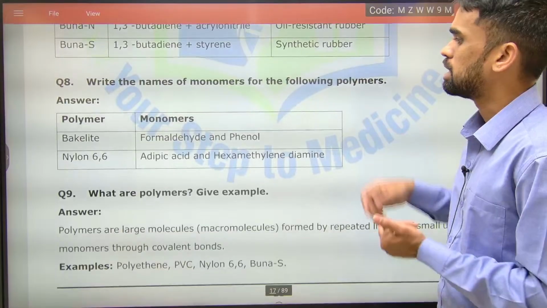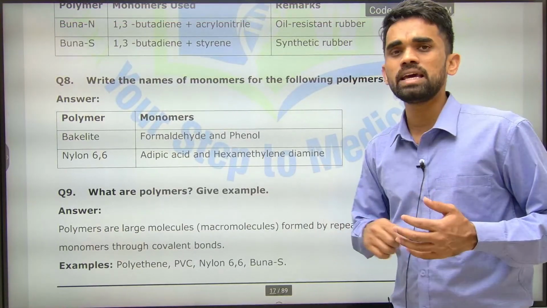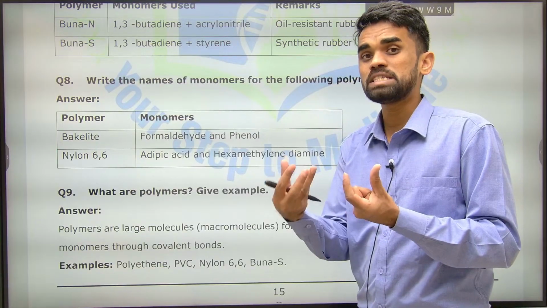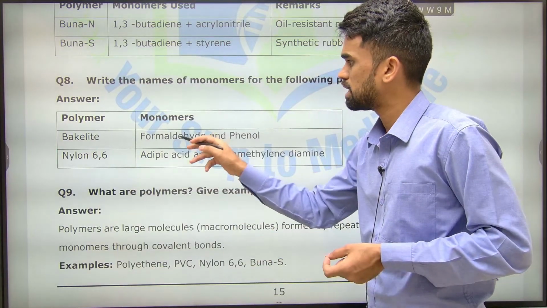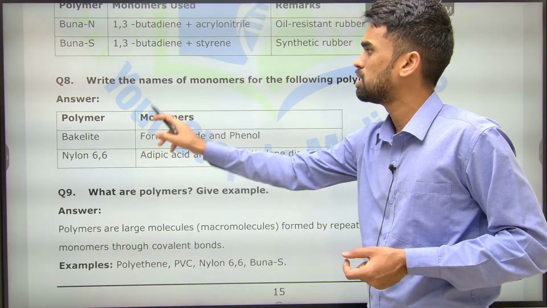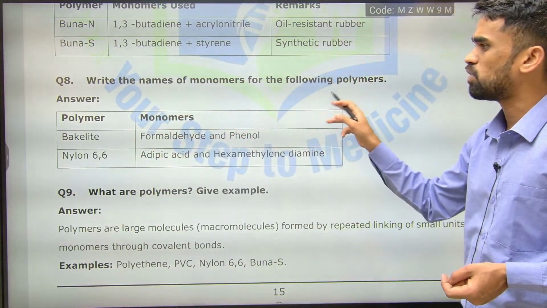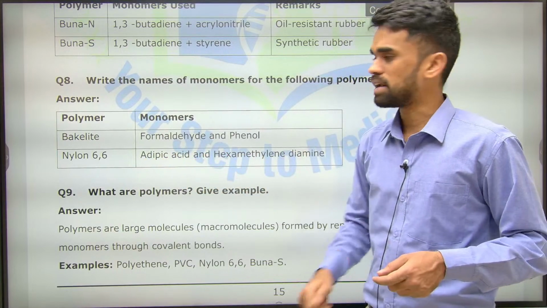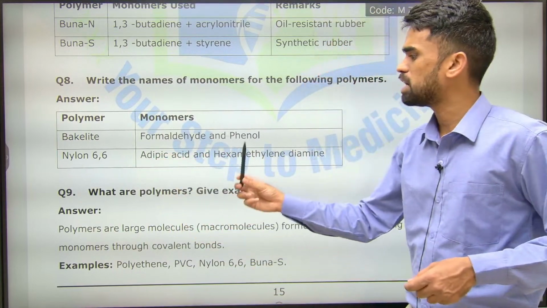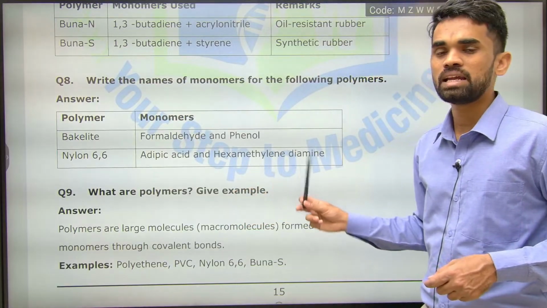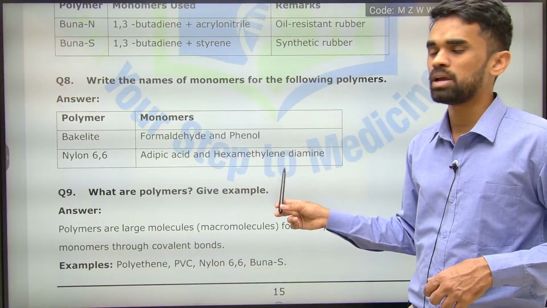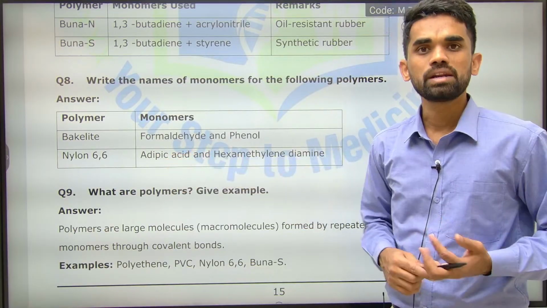Then next, bakelite. Write the names of the monomers of the following polymers. For bakelite, the monomers are formaldehyde plus phenol. For nylon 6,6, it is adipic acid plus hexamethylene diamine. The polymer of adipic acid and hexamethylene diamine is called nylon 6,6.